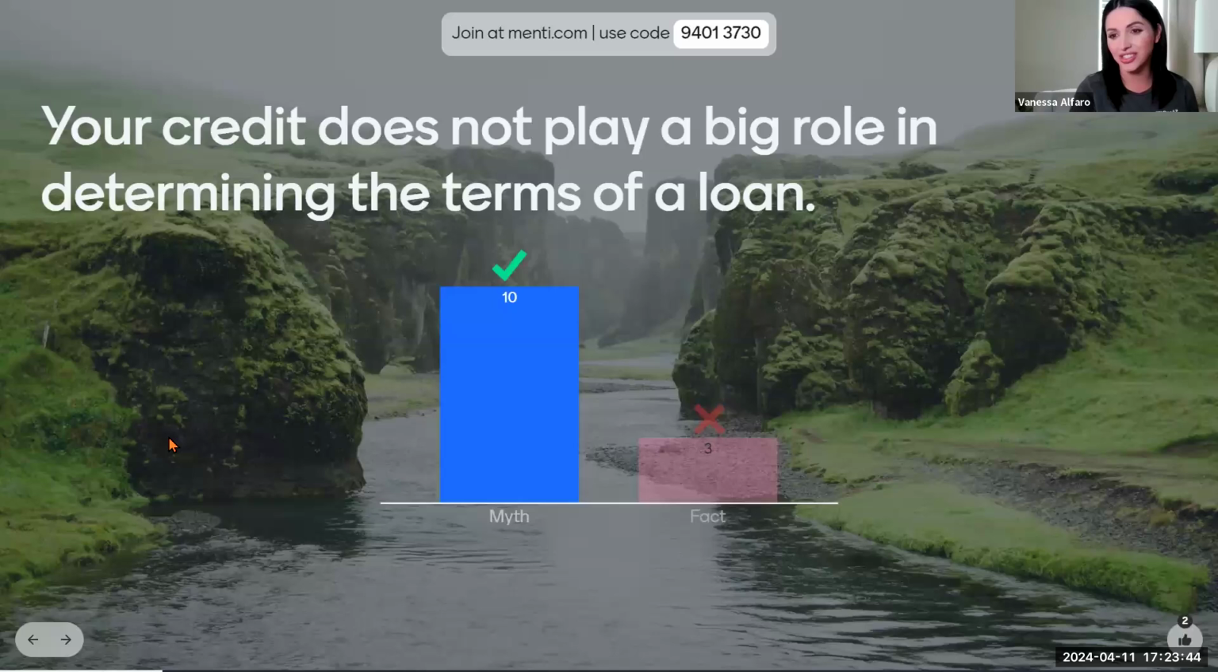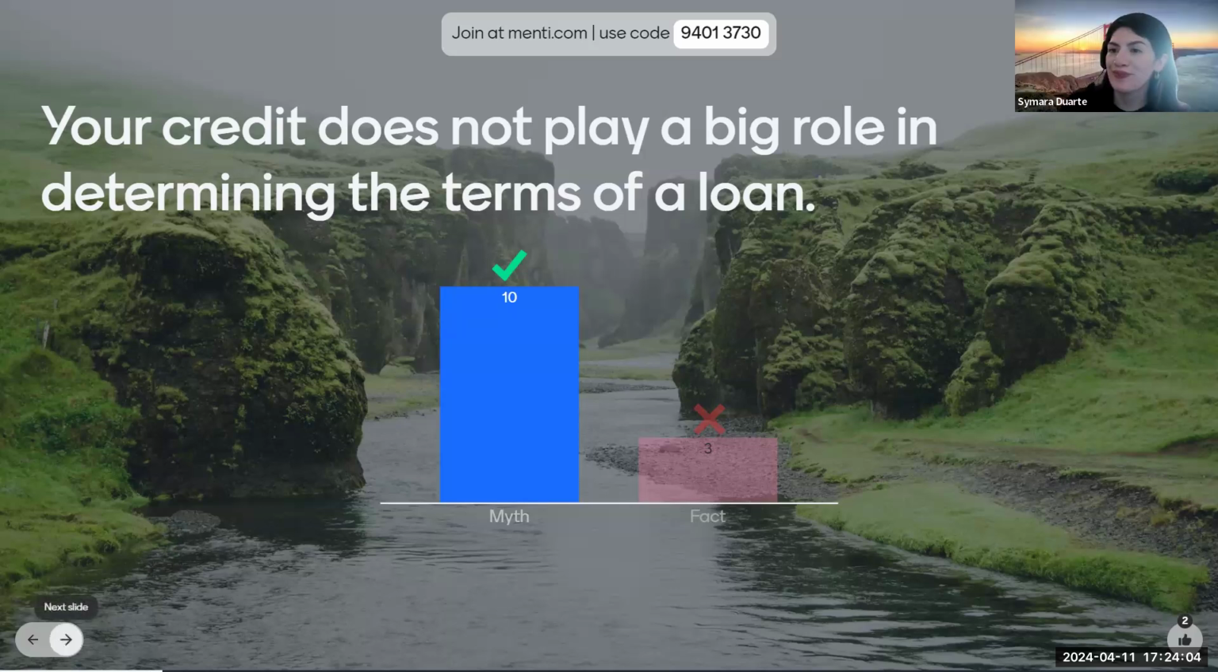Yes, I'll just touch on that. Just a quick reminder, we talked earlier about the two scenarios where if you had a higher score versus a lower score, you could end up paying more in interest. So it does impact the terms of the loan when it comes to how much interest you're paying and what that payment might be. Thank you. Okay, next question.